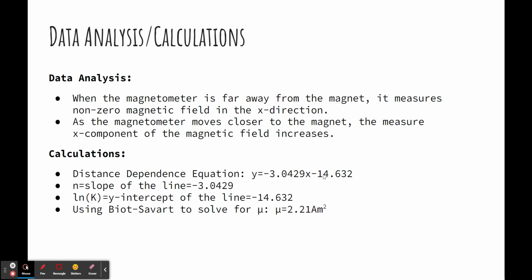So the calculations, this was the equation as found earlier. The slope is going to be negative 3.0429, which is the n value. And then ln of k is going to be negative 14.632. If you do e raised to that, that's how you get k. And you're going to plug all the information into the Biot-Savart equation to find mu, and that's going to be 2.21.